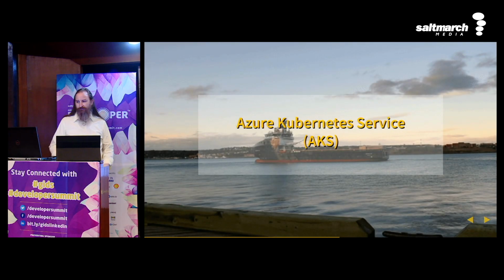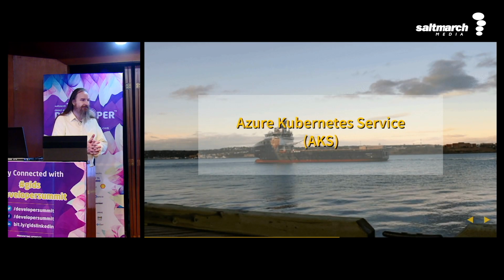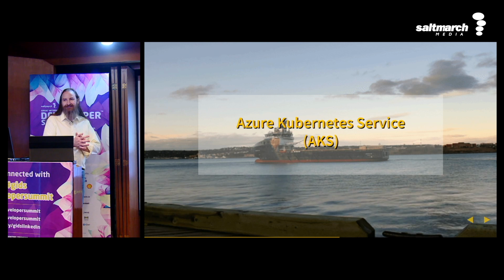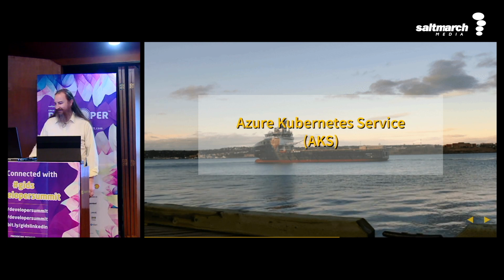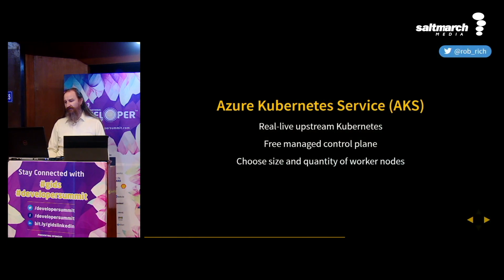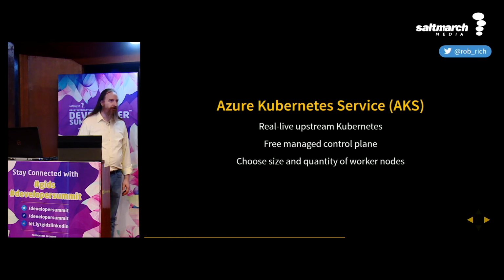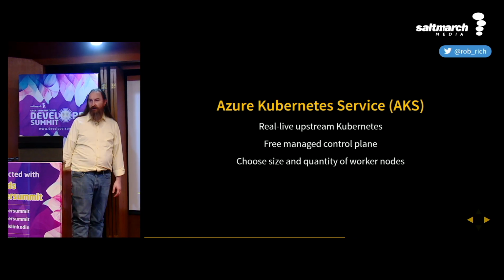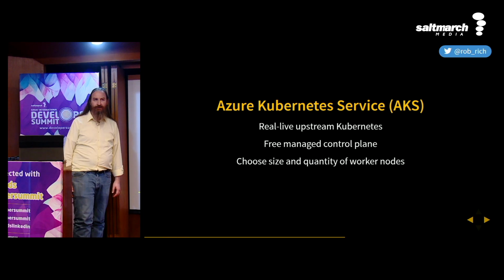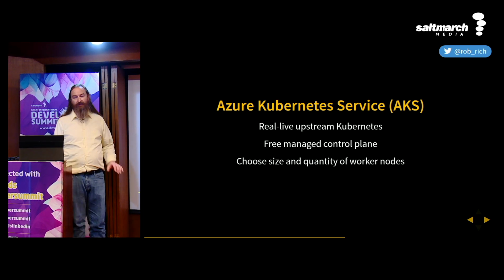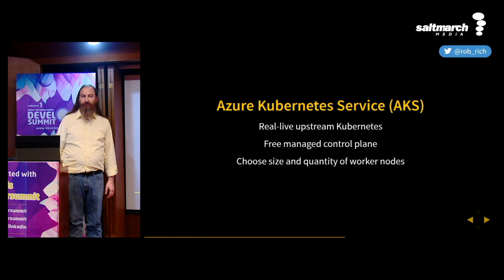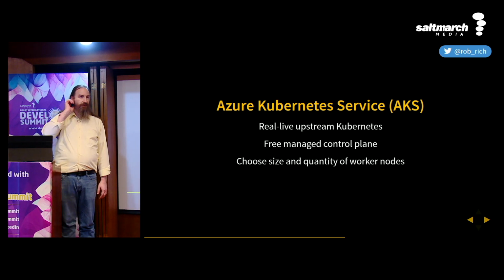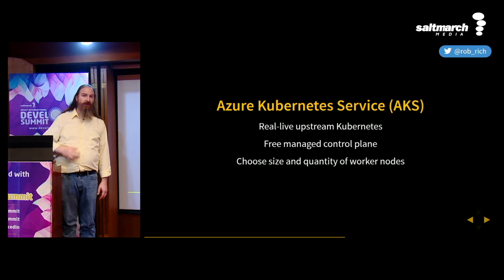Next, Azure Kubernetes Service, AKS. This is the big dog. This is cool. This is real live upstream Kubernetes. This is not Microsoft Kubernetes. This is real Kubernetes. The cool part is that the control plane is a fully managed control plane that we don't pay for. If you run Kubernetes on GCP or on AWS, you're going to pay for the control plane nodes. On Azure, you do not.